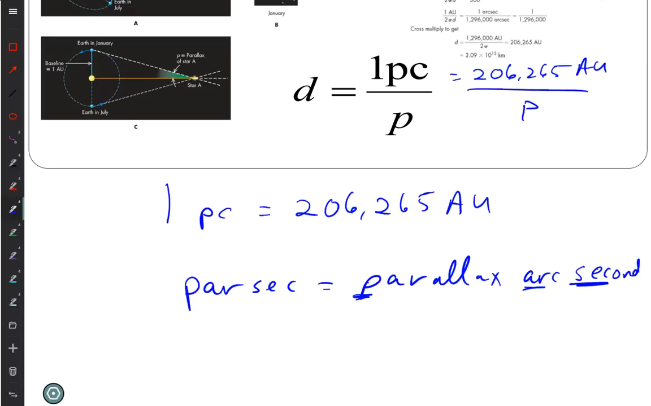Why do we introduce this parsec unit for distance? Because it makes determination of distance trivial. If you measure that parallax angle, you instantly know the distance away. The distance is 1 parsec divided by that parallax angle in units of arc seconds. So that's a way of measuring more distant objects.